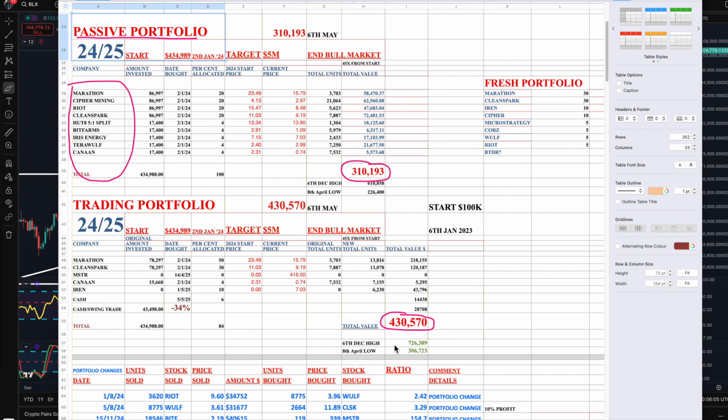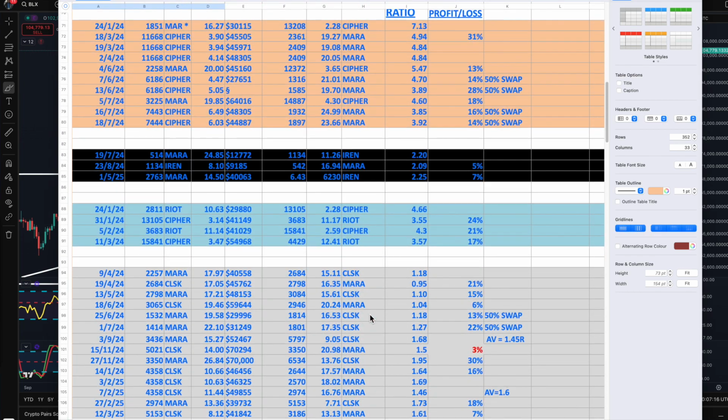And as you can see here, the highest it's reached is 726,000, which was on the 6th of December, and the low that it reached was on the 8th of April at 306,000. So quite obviously, this is a very volatile area. What that's telling you is that this is a highly volatile space, and it's not for those who can't withstand 50-60% pullbacks.